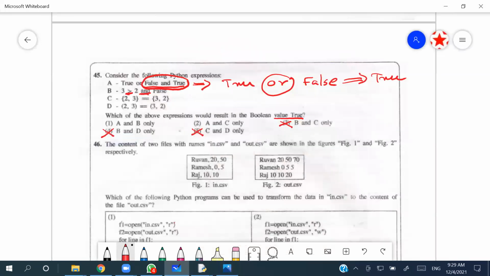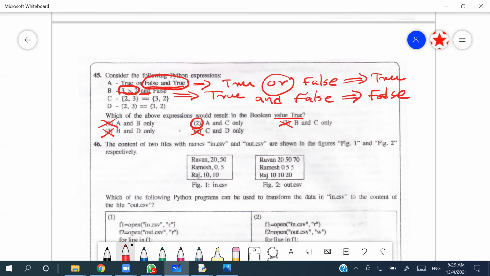So that means 3 larger than 2 will happen first. 3 larger than 2 means true, so you will be given true and false, which leads you to the value false. So definitely B should not be in your answer. So your answer is going to be the second one anyway. So this is wrong again, right?